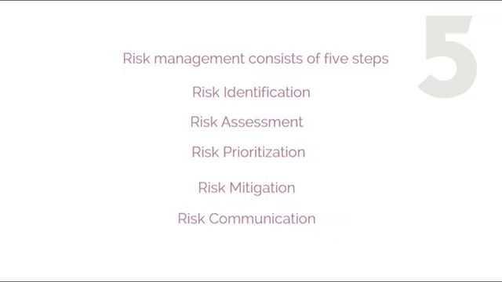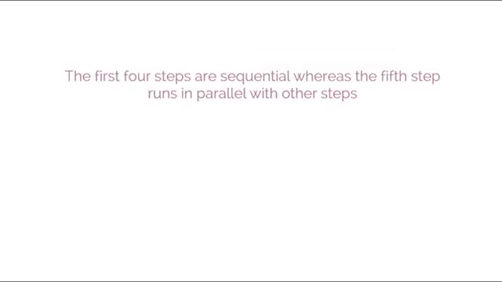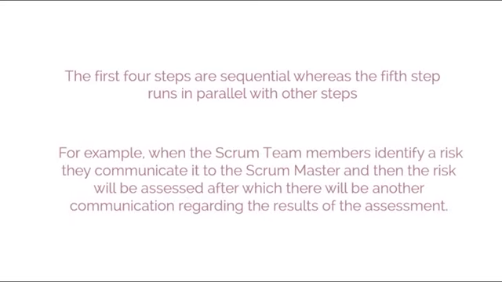In this procedure, the first 4 steps are sequential, whereas the 5th step runs in parallel with other steps. For example, when the Scrum team members identify a risk, they communicate it to the Scrum Master, and then the risk will be assessed, after which there will be another communication regarding the results of the assessment.